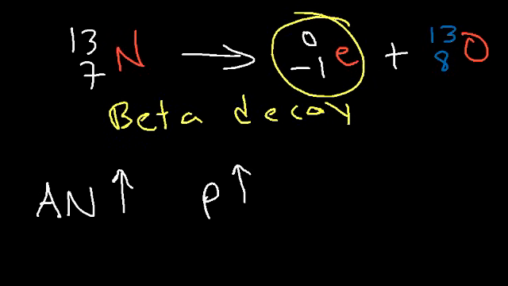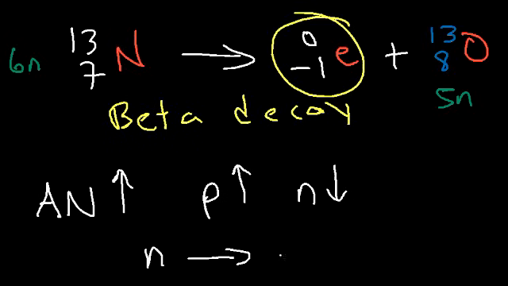But what about the number of neutrons? The number of neutrons is the difference between the mass number and the atomic number. So nitrogen has 6 neutrons and oxygen has 5. So the number of neutrons went down. So let's understand what happened. We lost a neutron, we gained a proton, and nitrogen also lost an electron. So basically, a neutron in nitrogen was converted into a proton and electron. That's basically what happened.